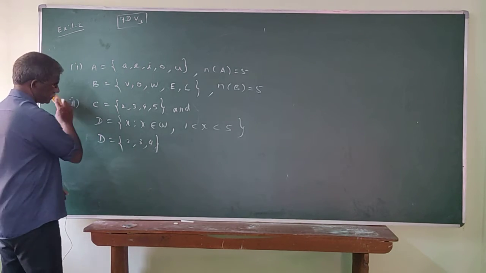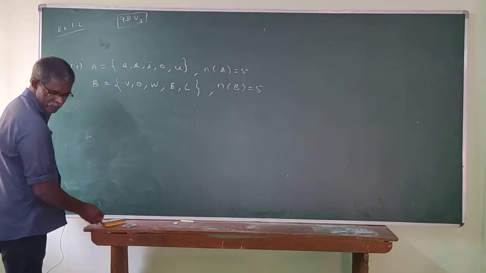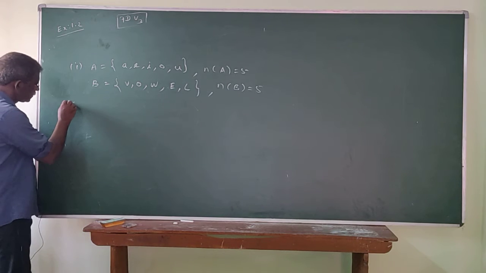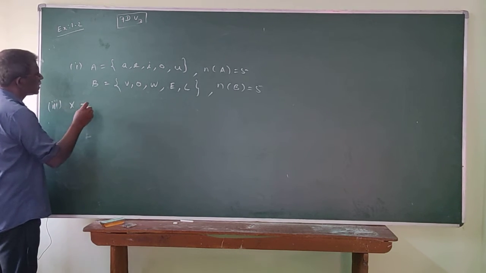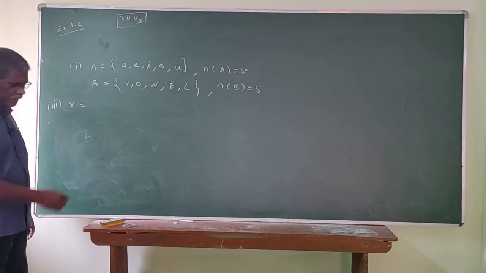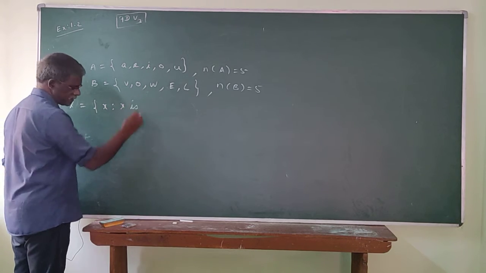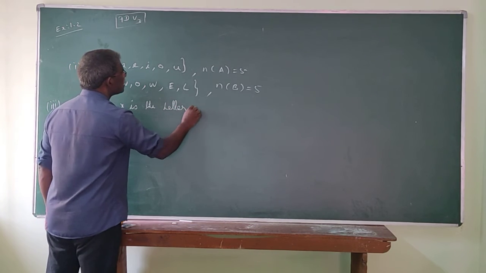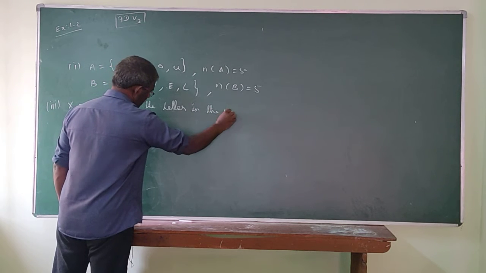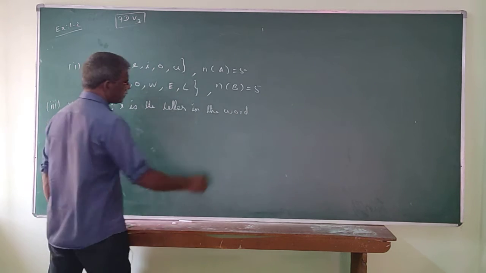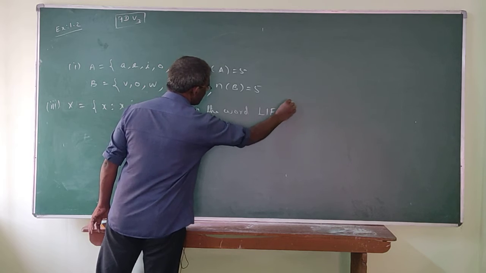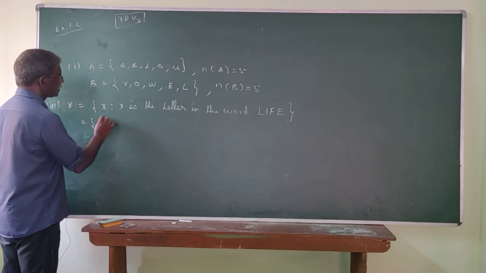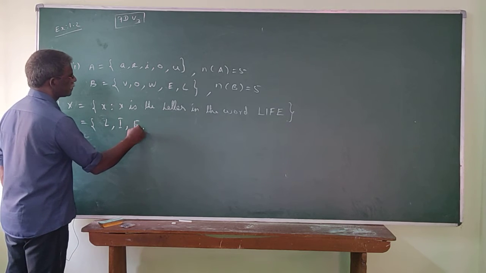Then question number 3. X is equal to {x such that x is a letter in the word life}. So X is equal to {L, I, F, E}.